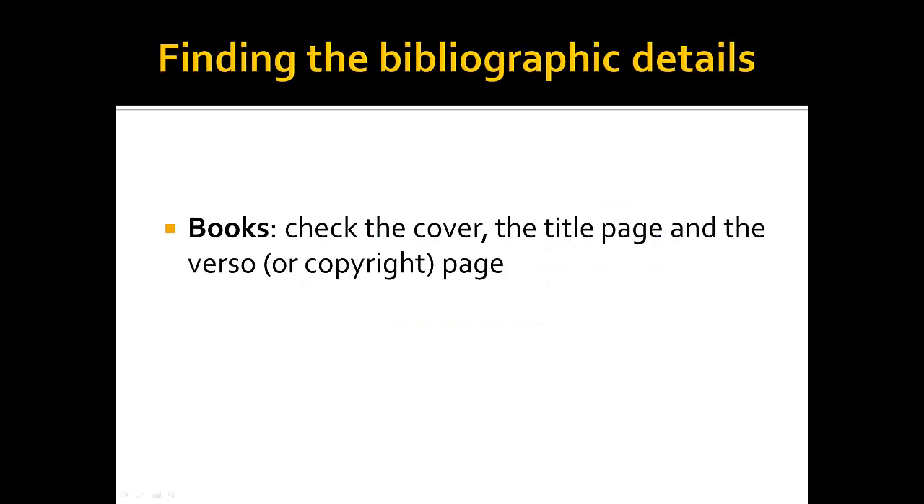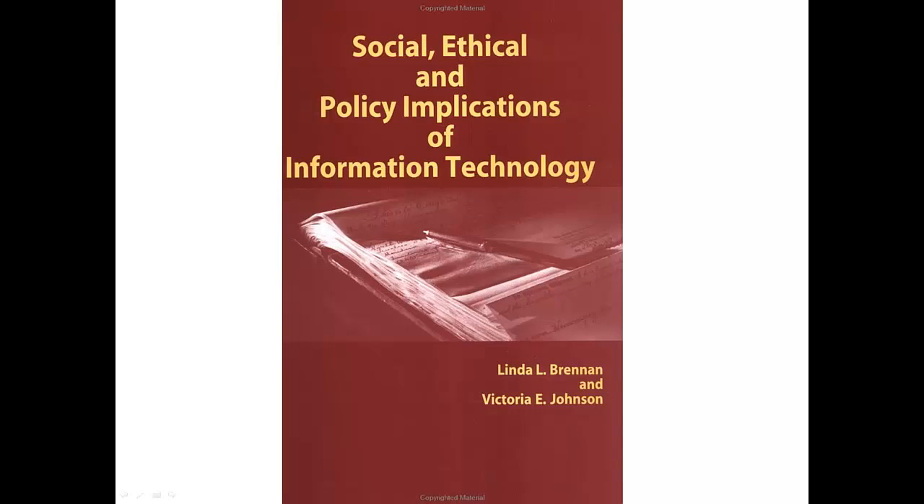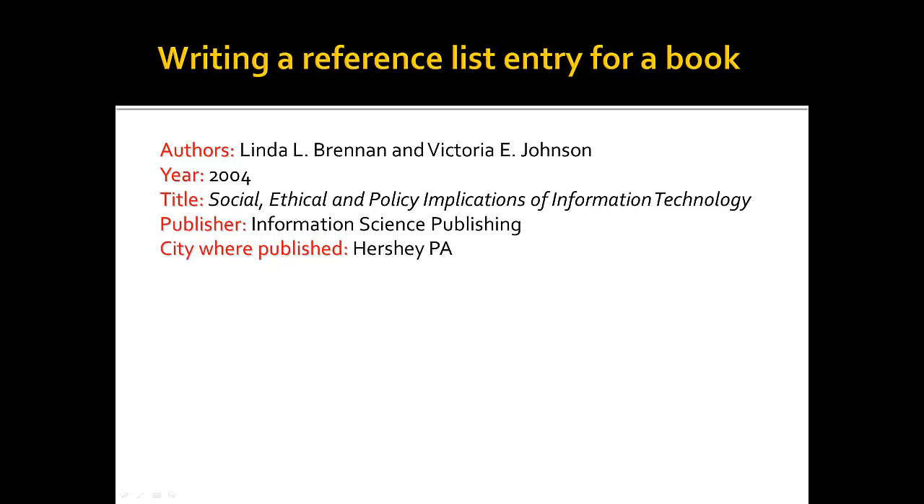So that said, sometimes the challenge can be to actually find the details in the first place. Now, for books, you would generally check the cover, the title page, and the verso, or the copyright page. And so here we have an example. The book is called Social, Ethical and Policy Implications of Information Technology, and the authors are Linda L. Brennan and Victoria E. Johnson. Now, most of the information that you need will be found on this page here, and I've summarized it as it appeared on the book.